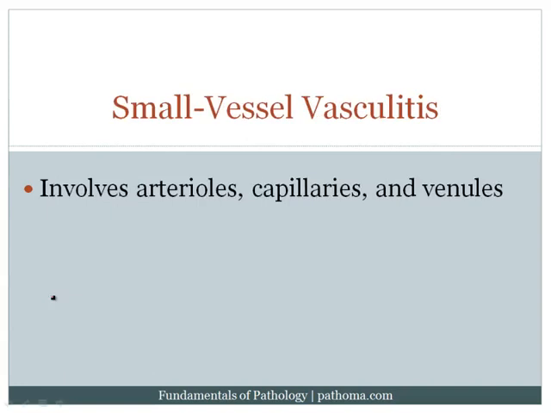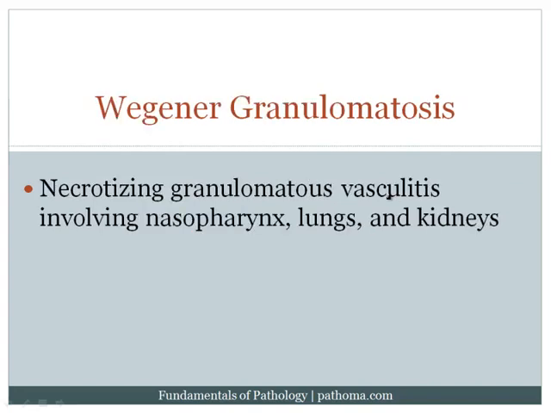The last group of vasculitides is going to be the small vessel vasculitis, and this is going to involve small vessels, such as arterioles, capillaries, and venules. Now, the first disorder that we want to talk about is called Wegener Granulomatosis, and this is a necrotizing granulomatous vasculitis that involves the nasopharynx, lungs, and kidneys. Once you understand the distribution, you're pretty much done with this disease.